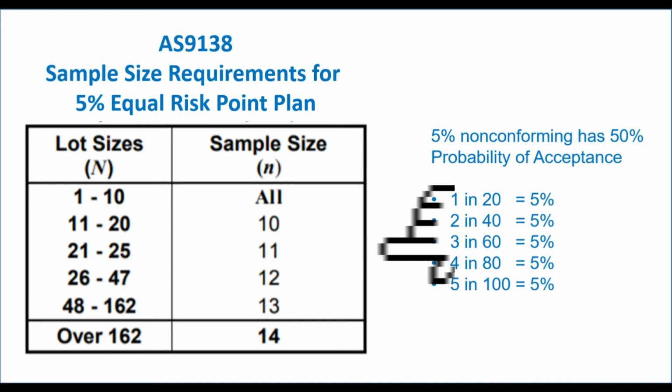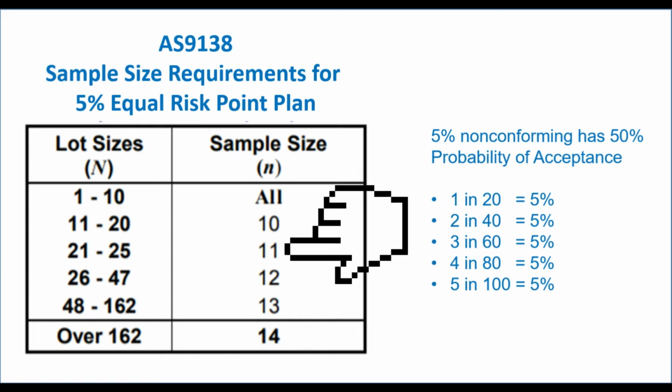The next line, 21 through 25, if you have one nonconforming unit in 25, this is 4%, not 5%. So this point cannot be calculated in the plan, and so some interpolation has been done between the two adjacent points. And you can see this, the 11 is interpolation between the 10 and the 12.